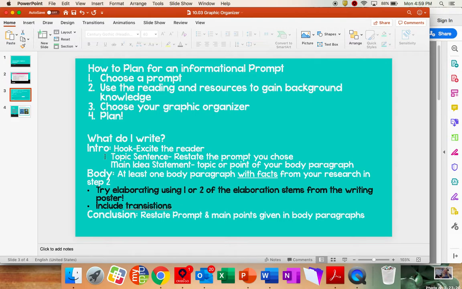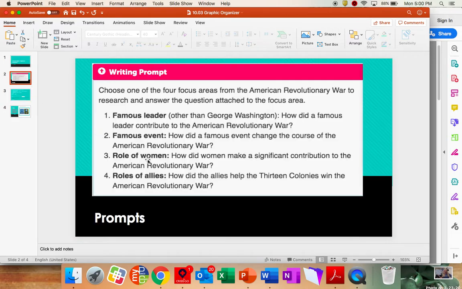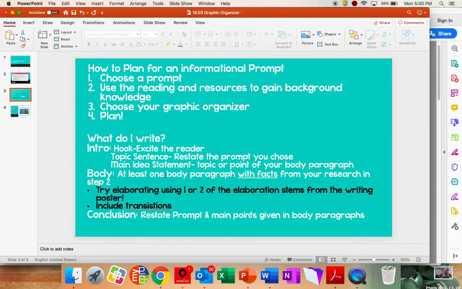Then for your intro, you want to plan your topic sentence, which is just restating the prompt that you chose. Remember, the prompts that we have are a little vague, so you also want to say who it is you've chosen. So let's say for the famous event that changed the course of the American Revolutionary War, you chose the Boston Tea Party. Then you would say, one event that changed the course of the American Revolution was the Boston Tea Party. That's the topic sentence that you want to go for with whatever topic you choose.